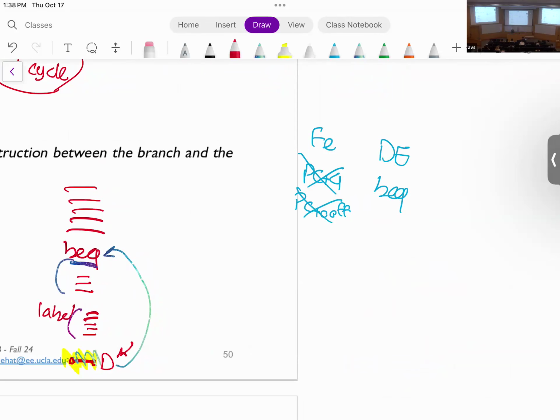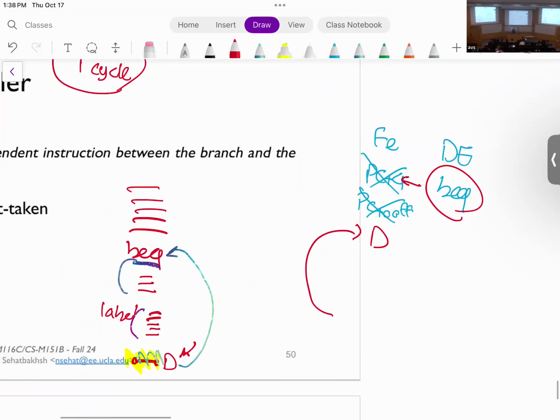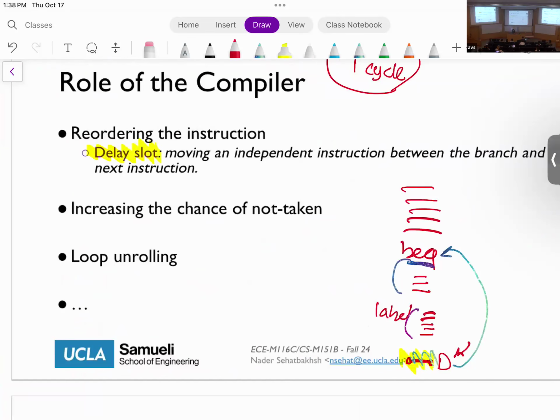If the compiler can actually bring one of these D instructions here, that is always guaranteed to work. The compiler can reorder instructions such that the independent instructions, regardless of the branch, can be between the branch instruction and the next instruction. That way we can always guarantee that we're going to have useful work there. So now we don't need to flush anything out of my pipeline, regardless of whether the branch is taken or not taken. That's one optimization that many compilers do.